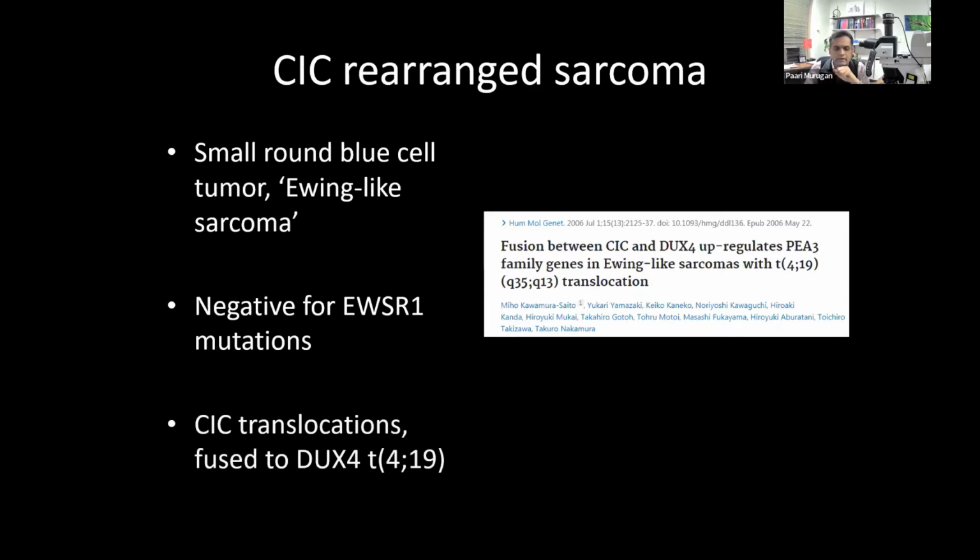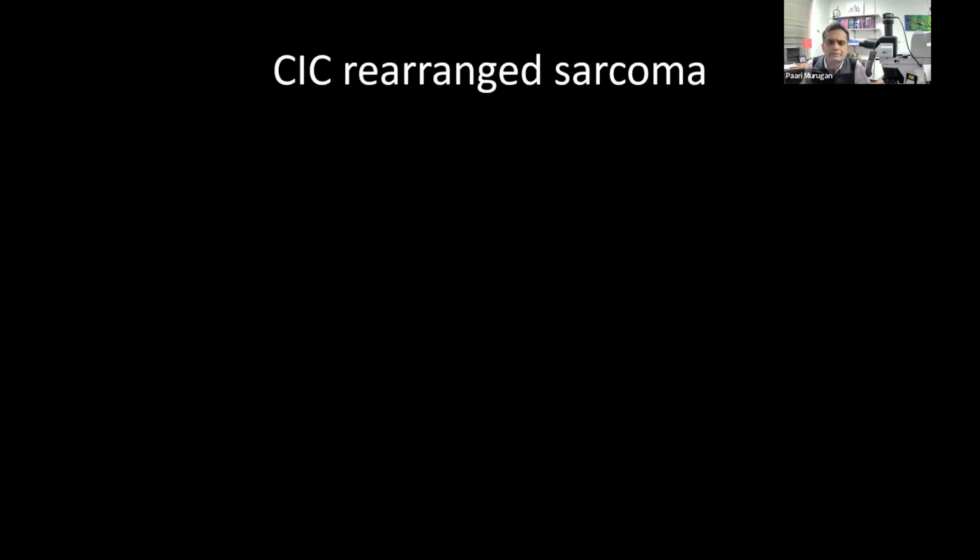Okay, so we'll get there in a second, but important to know is these tumors are, by definition, negative for EWSR1 rearrangement. So if there is an EWSR1 gene rearrangement, it is not a CIC rearranged sarcoma, they are exclusive. As I mentioned, these tumors are characterized by the CIC gene fused typically to the DUX4 gene on chromosome 4. They can also have other rare genes fused to it, but CIC is a constant partner.